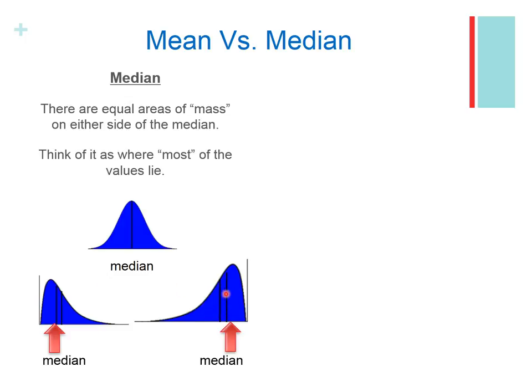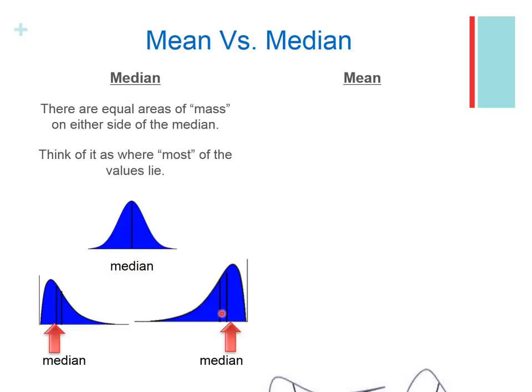Let's take a look at our left skewed graph. Our median, once again, is sort of where most of your data lies because it's a typical value. And then our mean is going to be to the left of that because it's pulled down by that long left tail. So the area to the right here is going to be 50%. The area to the left over here will be 50%. It's always in the middle.